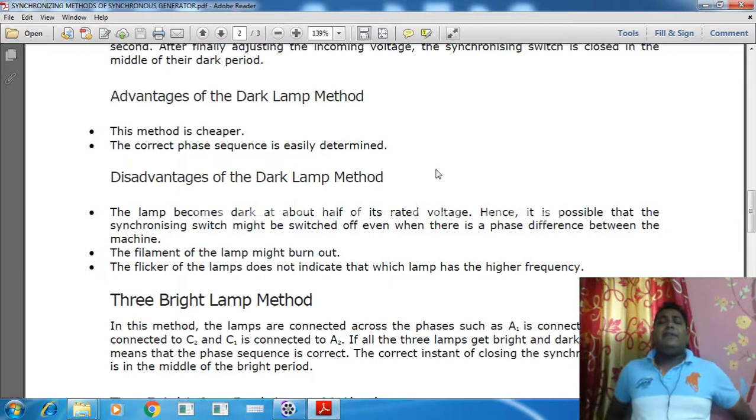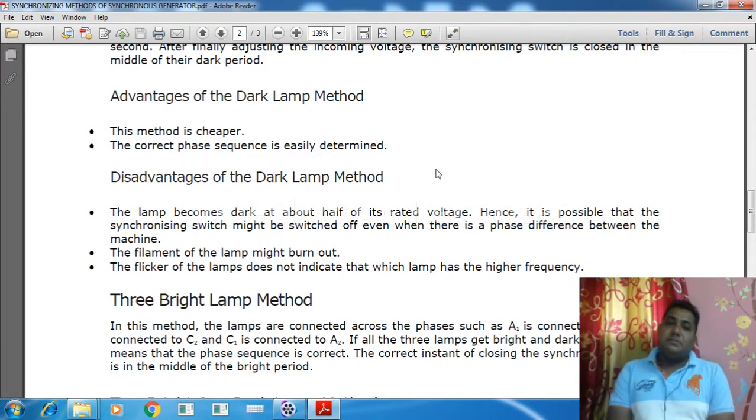Okay, so the advantage of the dark lamp method is that the method is very cheap. We can say that only a voltmeter, some wires and three lamps are needed. So what are the disadvantages of this dark lamp method? The lamp becomes dark at about half its rated voltage. Hence it is possible that the synchronizing switch might be switched on even when there is a phase difference between the machines. The filament of the lamp might burn out.